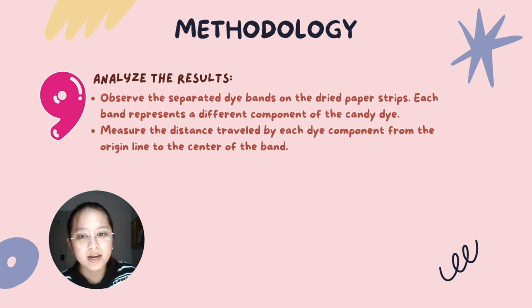Alright, we have reached the last step, which is to analyze the results. To analyze the results, we have to observe the separated dye bands on the dried paper strips, where each band represents a different component of the candy dye. And then measure the distance traveled by each dye component from the origin line to the center of the band.